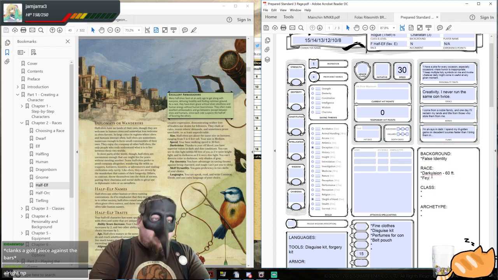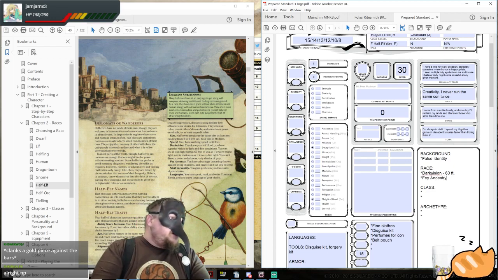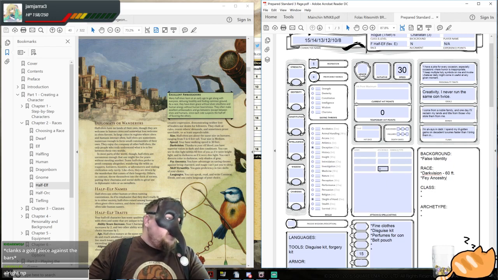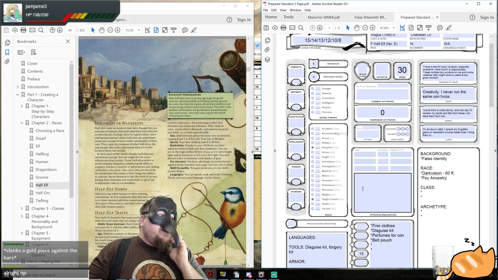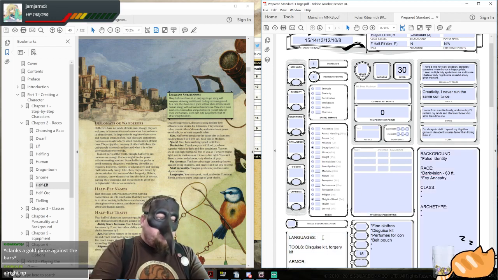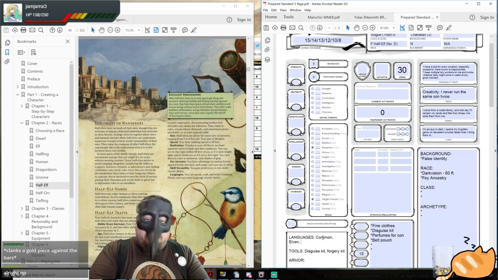We also share a Fey ancestry, which gives us some nice resistances. We're going to pick 2 skills in which we're proficient in addition. And we can speak, read, and write Common, Elvish, and an extra language. Common, Elven, and I think due to the nature of what we have going on here, Thieves' Cant might work out really well.